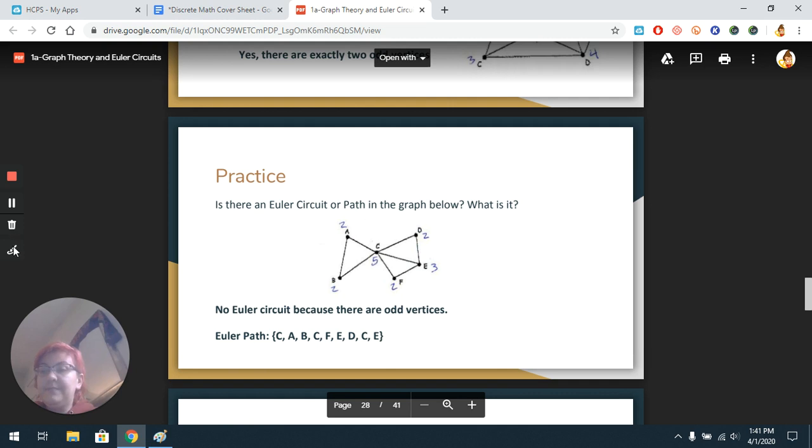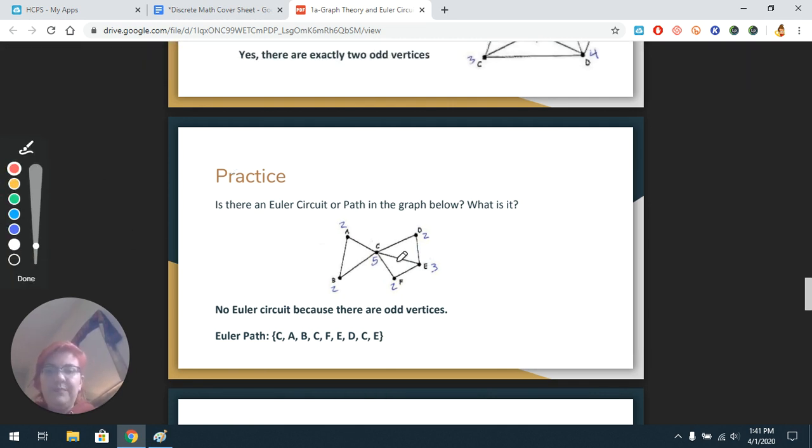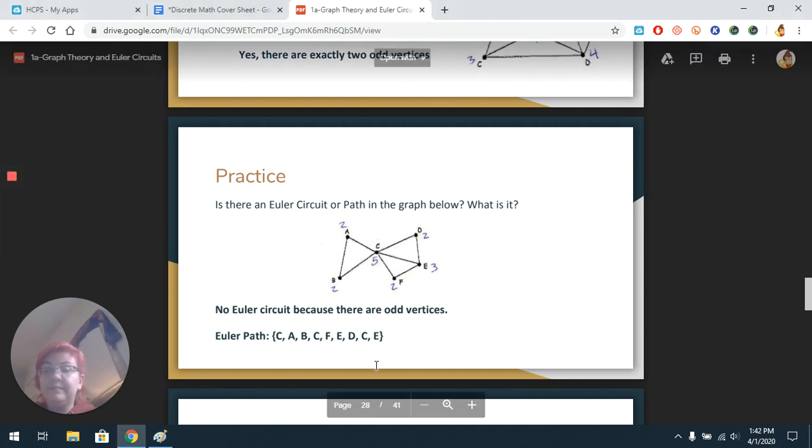Let's find it. Now, the one I do isn't going to be the only one available, but I'm going to start here at C, and I'm going to go C, A, B, back to C, because I can go through a vertex more than once, just not an edge. So again, C, A, B, C, F, E, D, C, E. Started at C, which is an odd vertex, ended at E, which is an odd vertex.